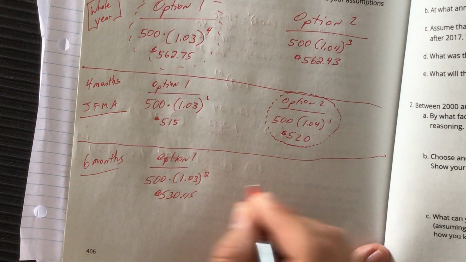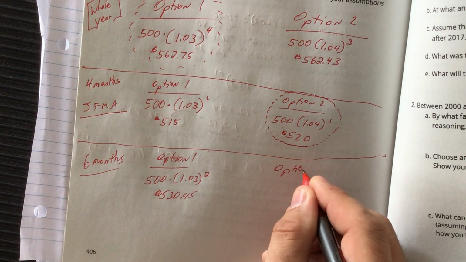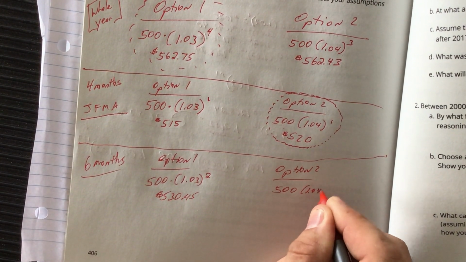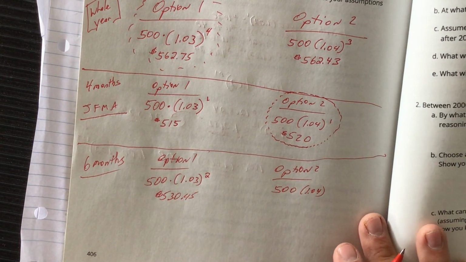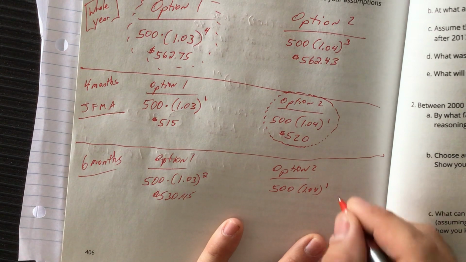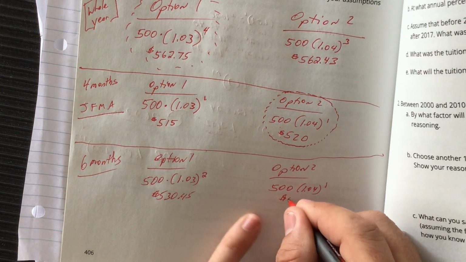530.45. Caleb, I look forward to hearing your answer here. So would this be, Caleb, how many 4 month periods are in 6 months? 1. So it's going to be the same answer as above.